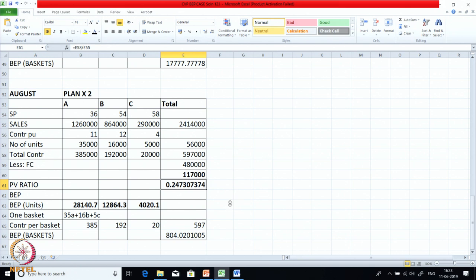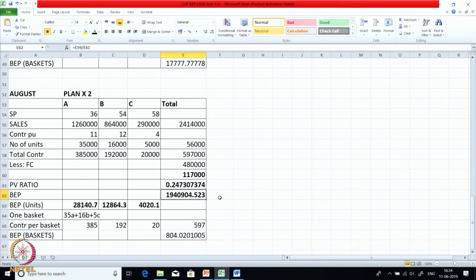So 0.24 is a PVR and BEP is FC, that is 480 divided by 0.24, you get 1940... 4904. Now try to compare the two mixes X1 and X2. The question is, if these 2 months sales are treated as two sales mix, which mix is better? Do you prefer X1 or do you prefer X2?